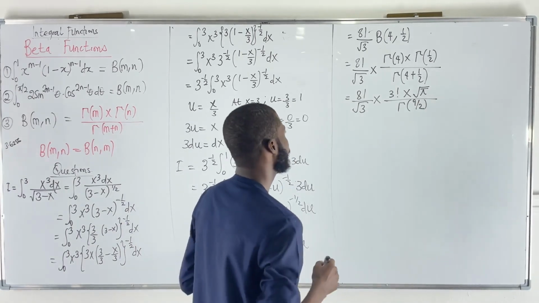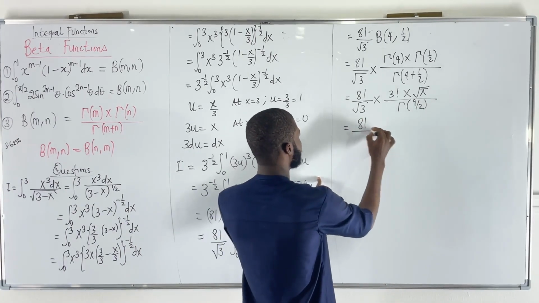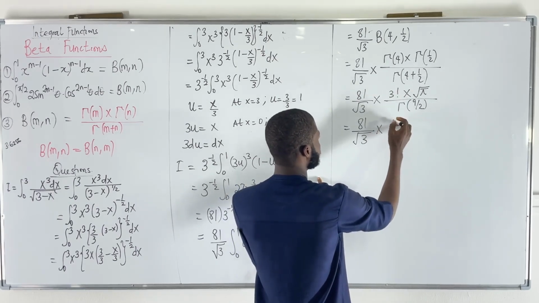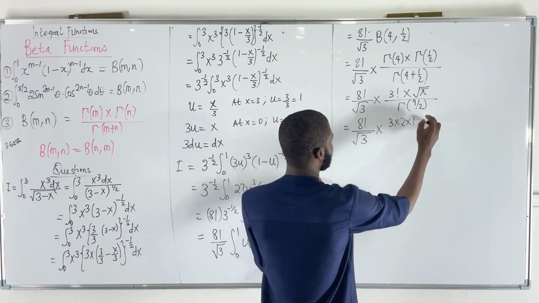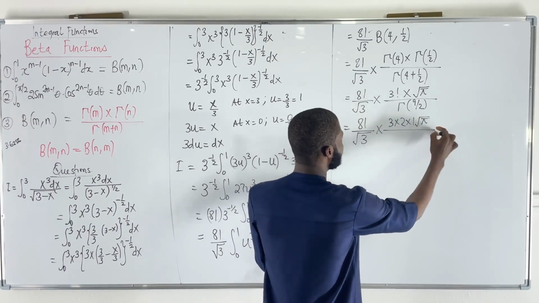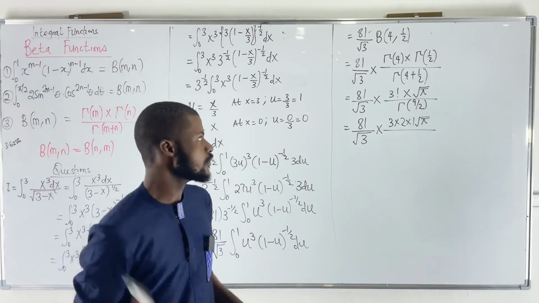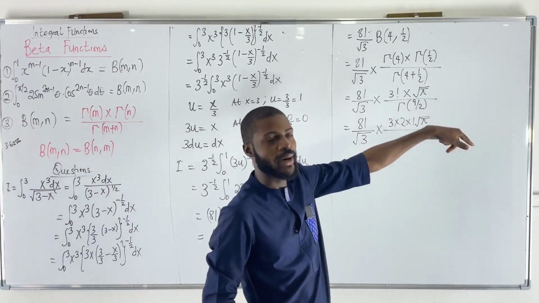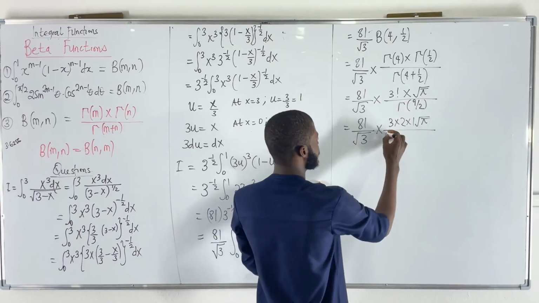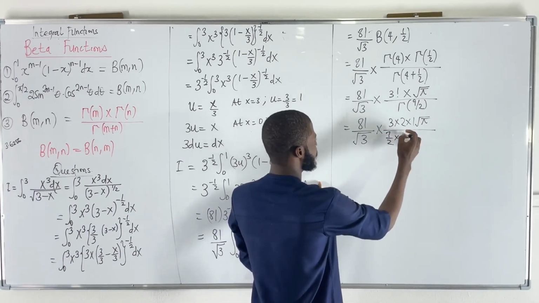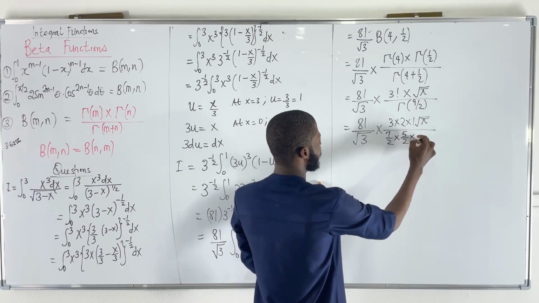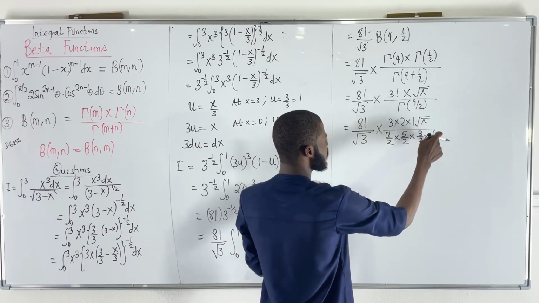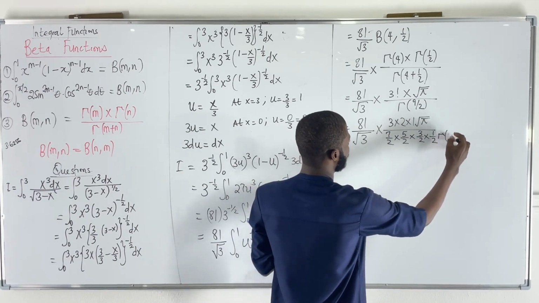That's beautiful. Okay, so this will be 81 over root 3 times 3 factorial, which is just 6 because it's 3 times 2 times 1, times root pi divided by, now how do we do this? Remember that the gamma of 9 over 2, you need to start subtracting by 1. So 9 over 2 minus 1 is 7 over 2. 7 over 2 minus 1 is 5 over 2. 5 over 2 minus 1 is 3 over 2. 3 over 2 minus 1 is 1 over 2. When you get to 1 over 2, you write gamma of 1 over 2.